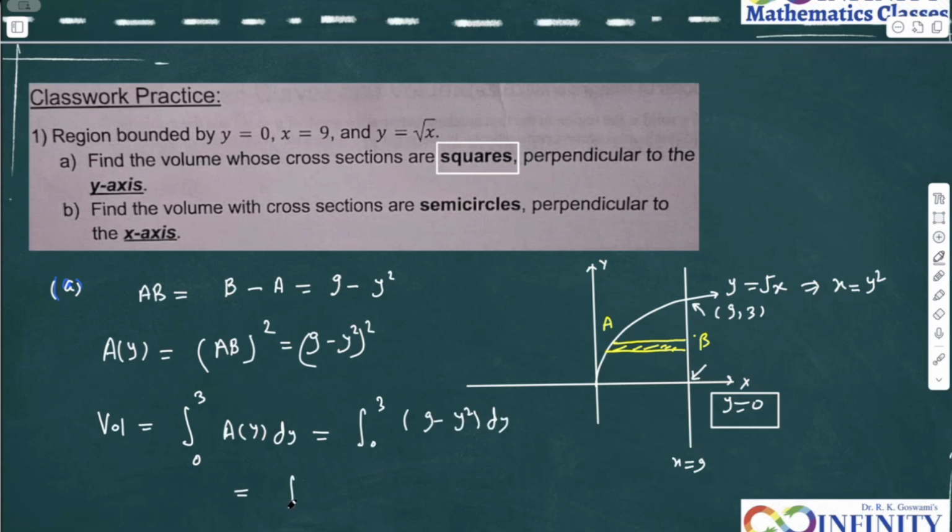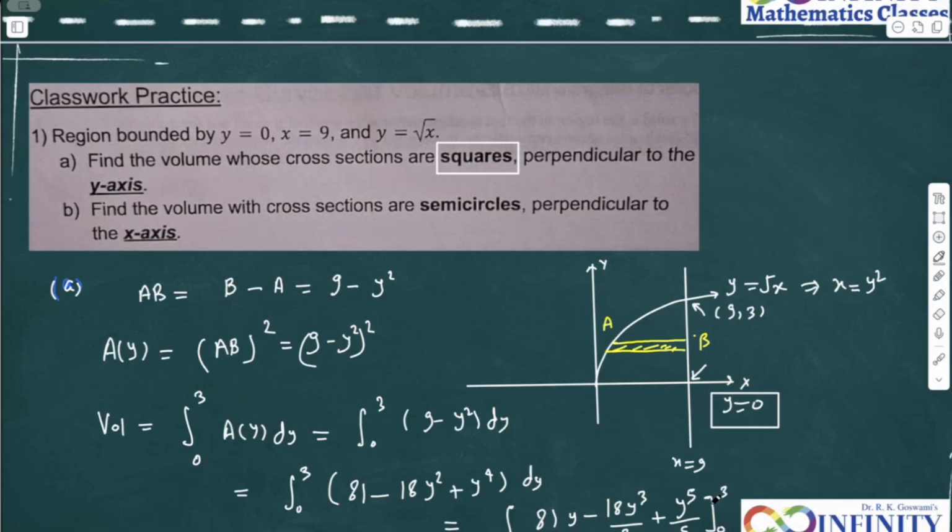I'm just writing one more step. Expand 9 minus y square: 9 square is 81 minus 2 times 9, that is 18y square, plus y power 4 dy, and I hope from this point it is easy for you to calculate. Can I expect you to calculate this maybe after the class? It's an easy task actually. Please do not make a calculation mistake, otherwise nothing to worry about this question.